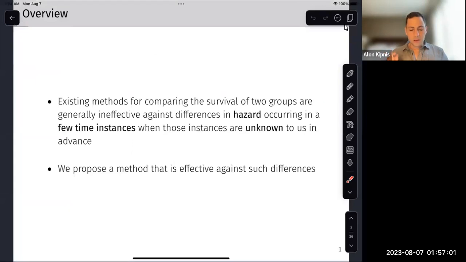In a nutshell, what I'm going to show you in this talk is that existing methods for comparing the survival of two groups are generally ineffective against differences in hazard occurring in a few time instances when those instances are unknown to us in advance. And what we will do is try to bridge this gap. We're going to propose a method that is effective against such differences.